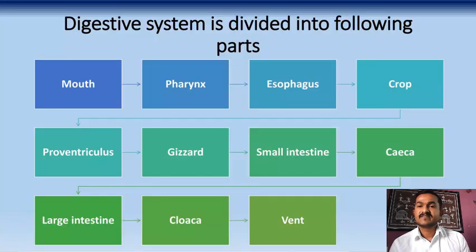Clear? So the digestive system is divided into the following parts. First is the mouth, second is the pharynx, then the next organ, the esophagus, which I have already explained in the previous slide. The esophagus is followed by the crop, then the crop is followed by the proventriculus, the proventriculus by the gizzard, the gizzard by the small intestine, and the small intestine by the large intestine. Then between the large intestine and the cloaca is the ceca. Then the ceca is followed by the cloaca, and the cloaca means the common opening of the urinogenital system. Then this cloaca opens through the vent, or anus. Understand? Those are the parts that participate in the alimentary canal.